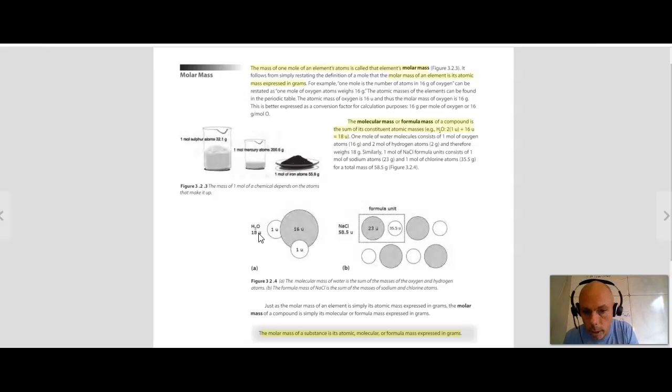In sodium chloride's case, its formula being NaCl, the sum of the atomic masses of sodium and chlorine is 58.5 AMU, so the molar mass of sodium chloride is 58.5 grams per mole. And as we look at the bottom here, our book says that the molar mass of a substance is its atomic, molecular, or formula mass expressed in grams.